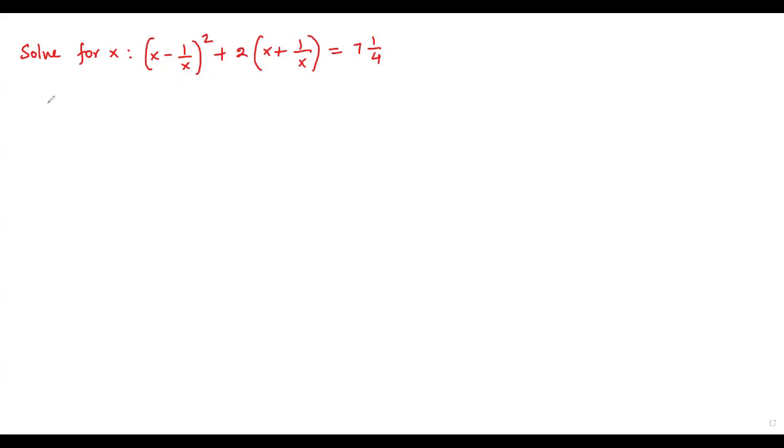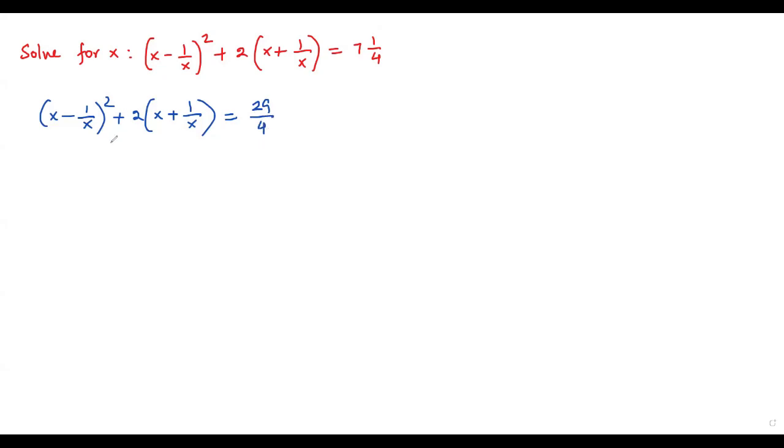Okay, now let me write the given equation: (x − 1/x)² + 2(x + 1/x) equals, we can convert this mixed number to an improper fraction. For that, we have to multiply 4 and 7. That is 4 times 7 is 28, 28 plus 1 is 29, divided by 4.